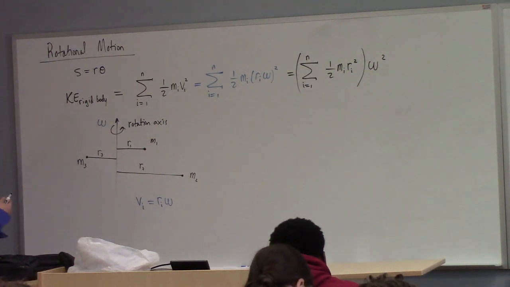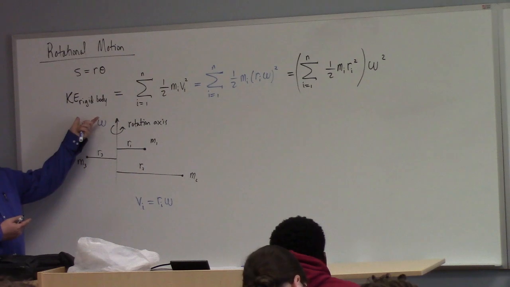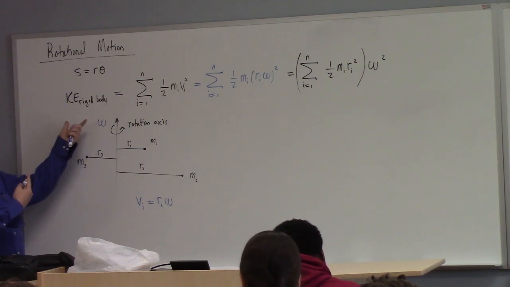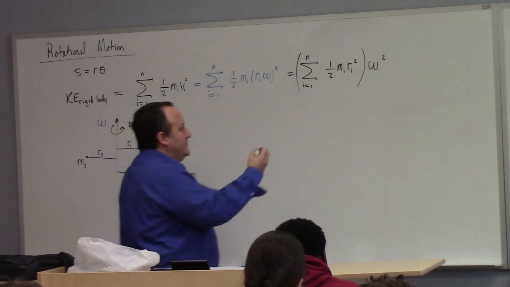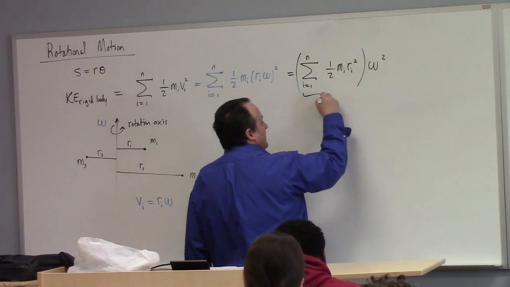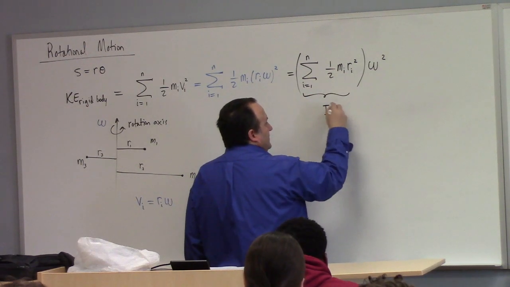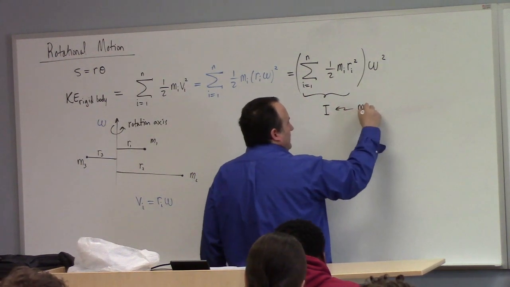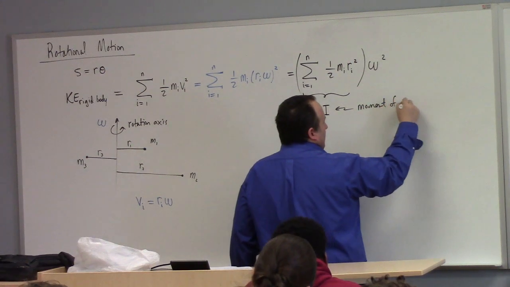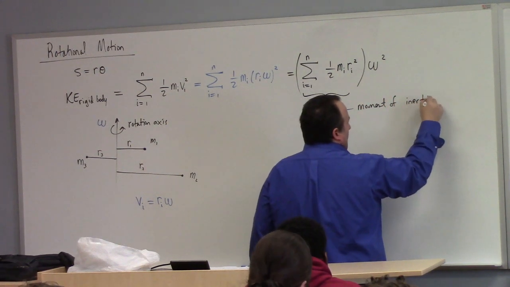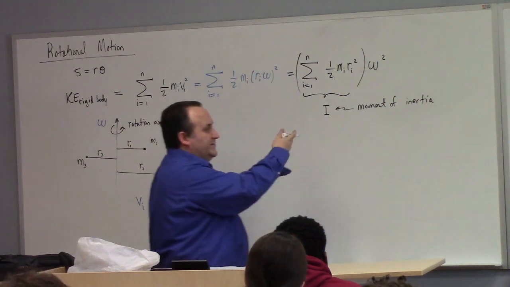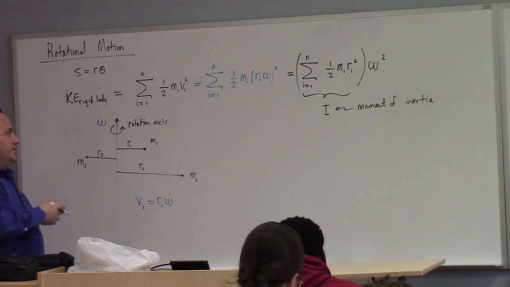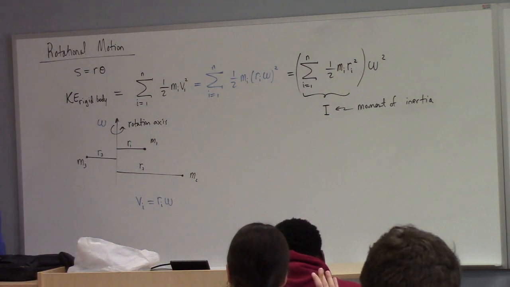So if that's the case, then we have this formula for the kinetic energy associated with the rotational motion. And in this situation, this quantity right here is called big I, the moment of inertia. Now this is the moment of inertia for a bunch of point masses that are so situated.